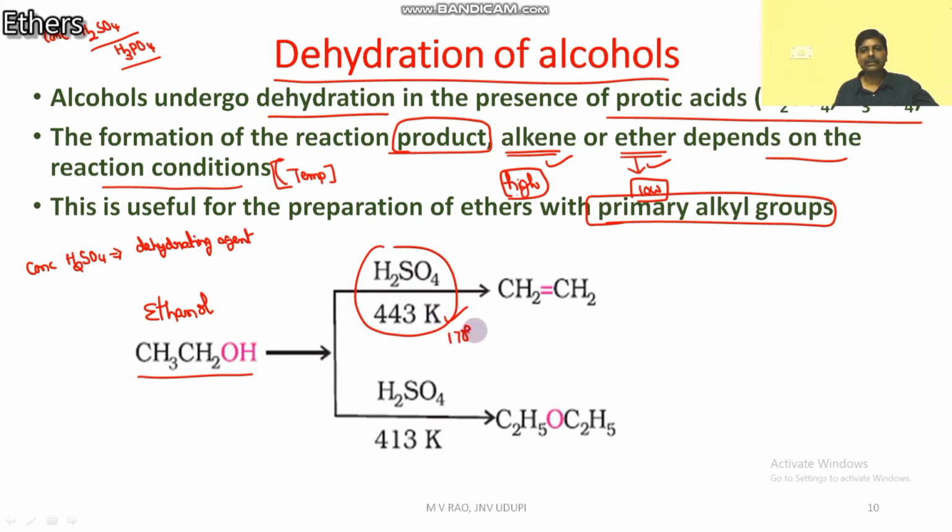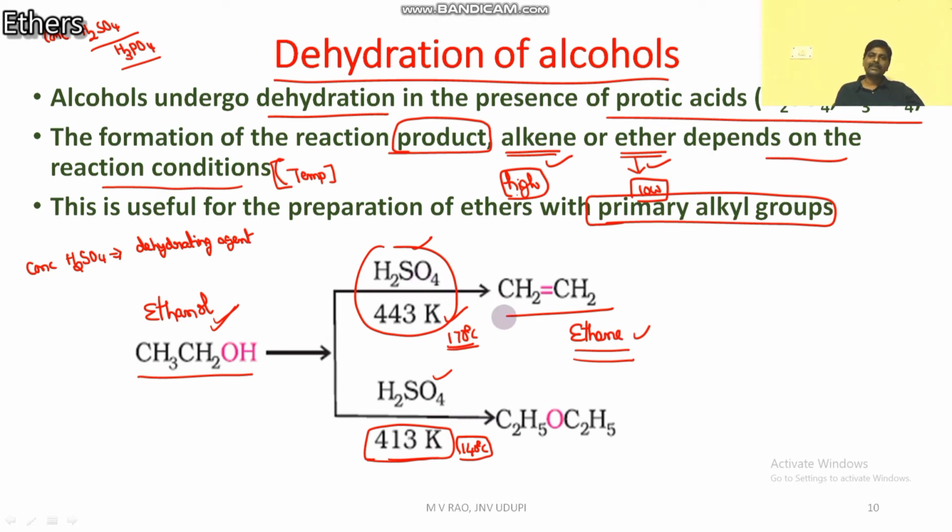That means nearly 170 degrees centigrade. Alkene, ethene, is formed as the main product. If it is at nearly 140 degrees centigrade, that means 413 Kelvin. Same compound ethanol, same catalyst, but products are different because there is a change in temperature. Same catalyst gives different products at different temperatures. At 443 Kelvin, alkene. At 413 Kelvin, ether.